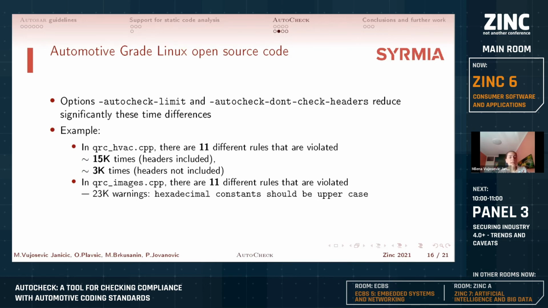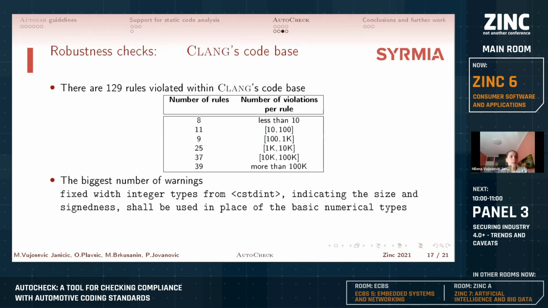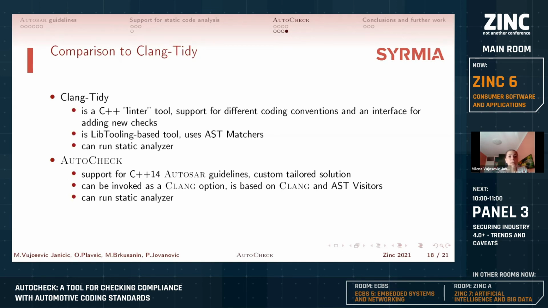On the next slide, you can see that we checked the robustness of our implementation by running it on Clang's code base. It is a huge code base, and as it is a compiler, not automotive code, it is not written according to Autosar guidelines. So you can see here that there are many rules violated in this code base. So can we go to the next slide and the next slide?